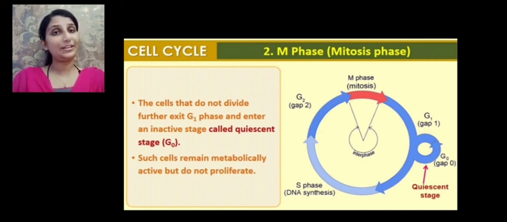In some cases, the cells do not divide further. Soon after its division, it enters the G1 phase or the first growth phase, and after that it does not divide further and exits from the G1 phase and enters a quiescent stage, which is called the G0 phase. So it exits out of the cell cycle and enters an inactive phase which is called G0, or the quiescent phase. Such cells remain metabolically active but they do not proliferate. They do not undergo cell division, but they are metabolically active cells.